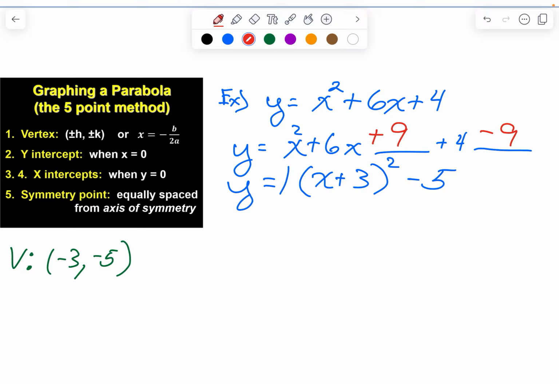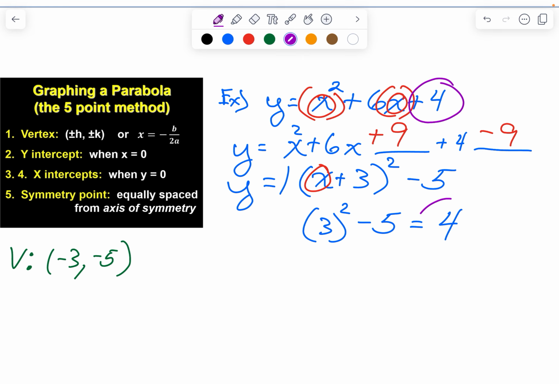Plug a 0 in for x. Now you can plug a 0 in for x right here. That's going to cause you to do 0 plus 3, which is 3 squared minus 5, which is 9 minus 5. So you can do that in your head, without your calculator. But you can also plug 0 back into the standard equation. And, oh yeah, you end up with the last number. So the last number makes quick work of getting that y-intercept.